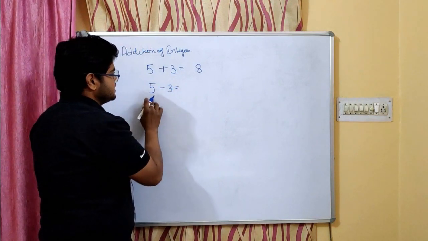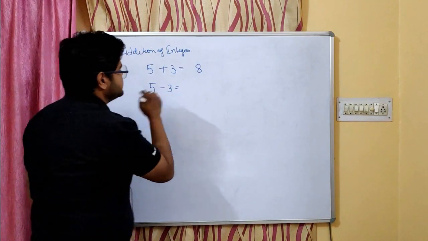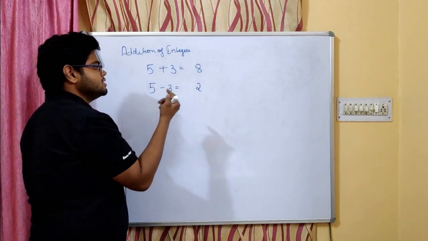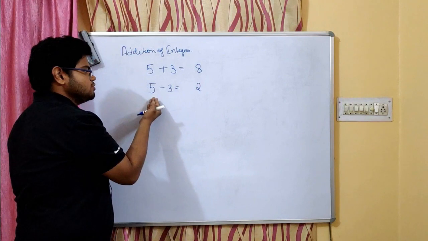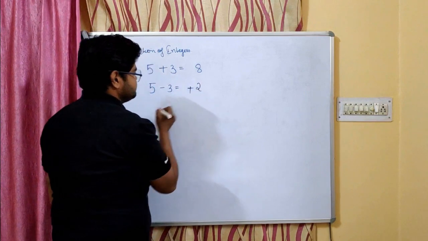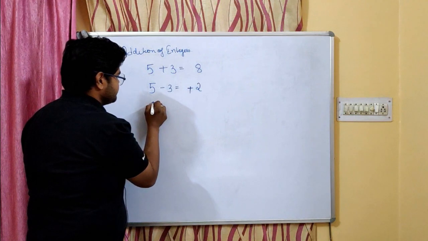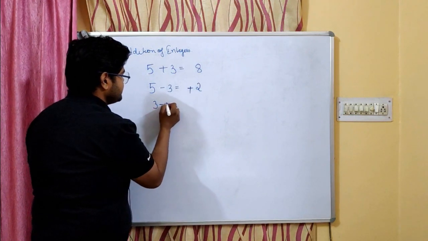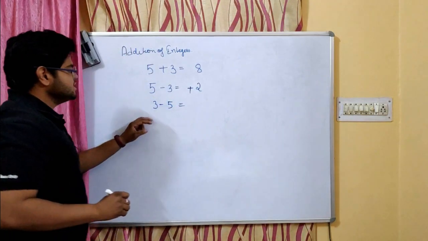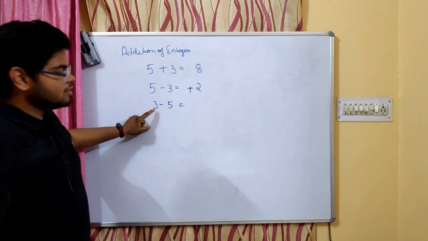First, we will calculate the difference in their absolute values. 5 minus 3 will be 2. And out of the two, which integer has the greater absolute value? 5 has the greater absolute value, so we will put its sign. But if it would have been 3 and -5, what can we see here? That the absolute value of -5 is 5, the absolute value of 3 is 3.